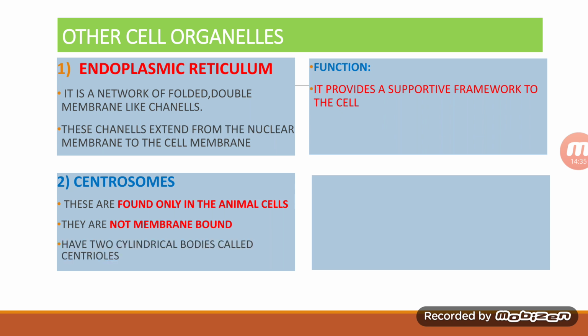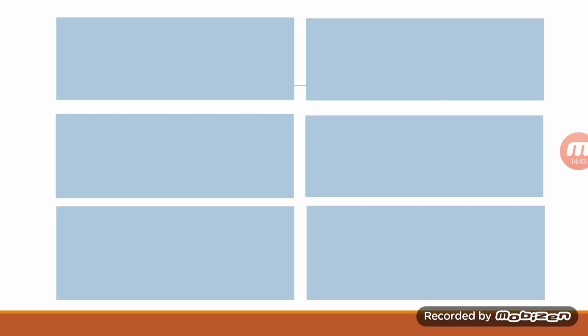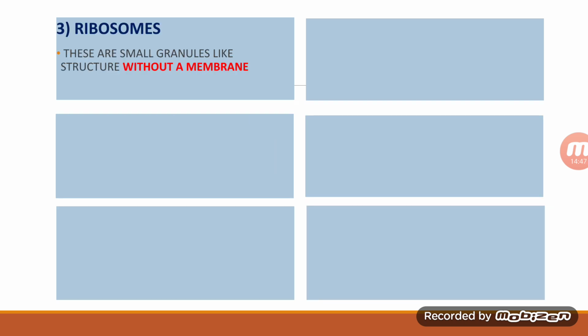Likewise, centrosomes, these are found only in animal cells and they do not have a covering. They have cylindrical bodies called centrioles. The function, again, it provides a supportive framework to the cell. Ribosomes, these are also called the protein factories of the cell, meaning they serve as the cell organelle for the production of proteins. They lack a membrane and their function is to help in protein synthesis. I told you protein synthesis means formation of proteins.